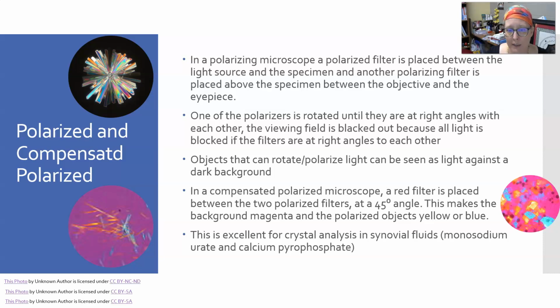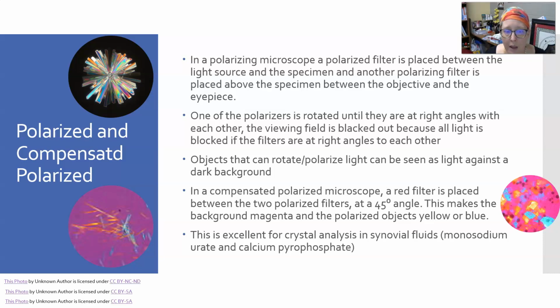So any object that can rotate or polarize light can be seen as a light object against a dark background. So it's overcoming the fact that the filters are perpendicular to each other by bending the light and making it parallel to that top filter, where you can actually see it.